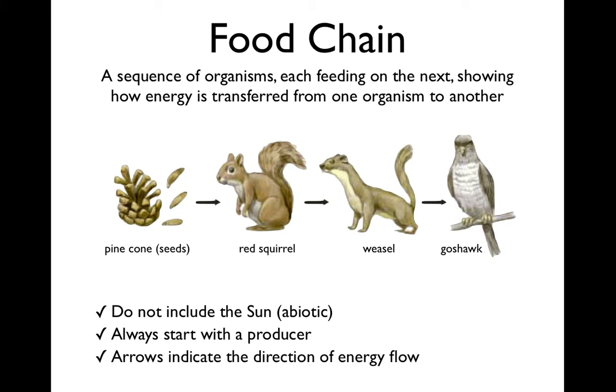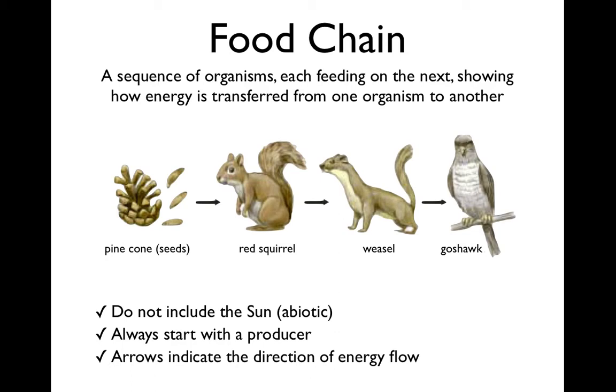And so that's what this attempts to show as well. Different things have different niches, which means they eat different things, and that's where they get their energy from. This shows the flow of energy. A couple notes about a food chain. We never show the sun. Yes, the sun is the source of all energy on the planet, but it's not being eaten.